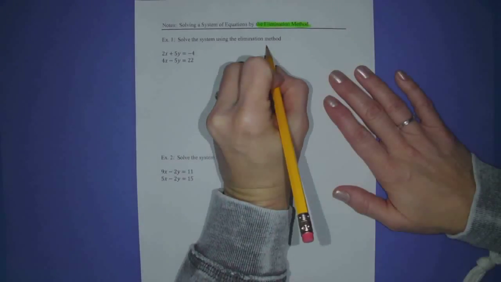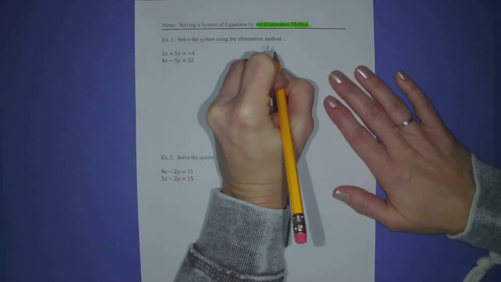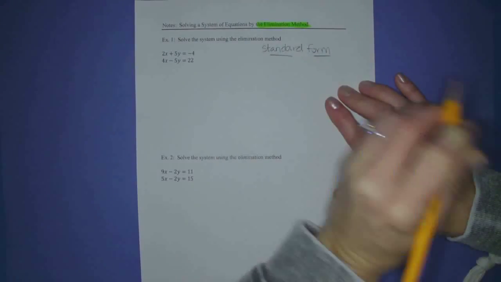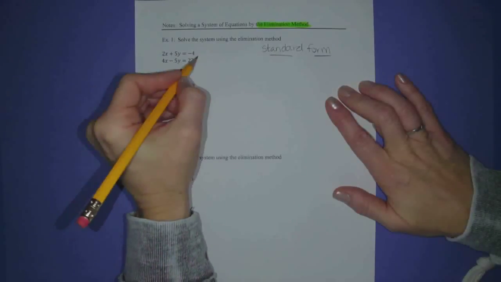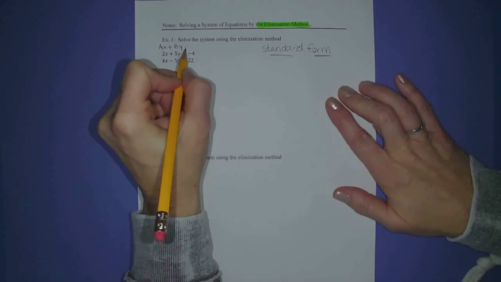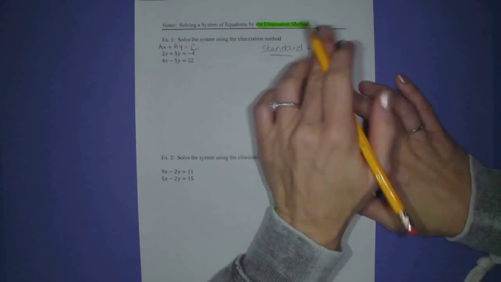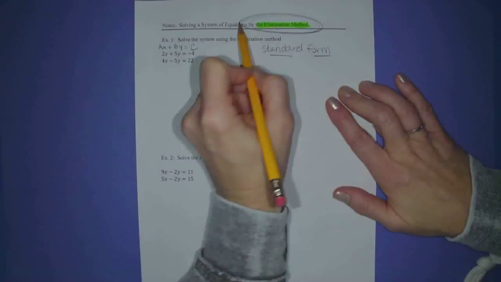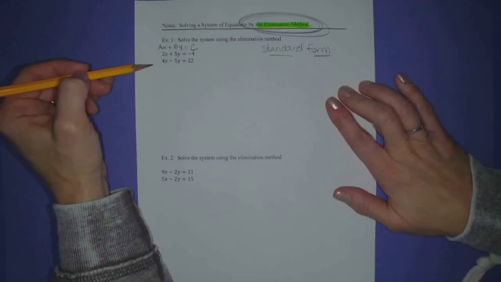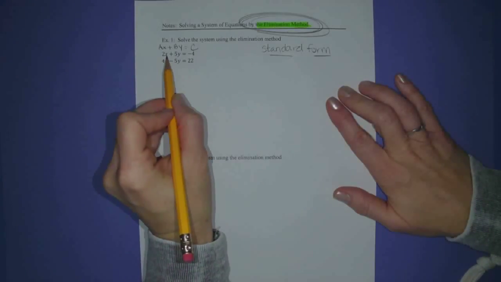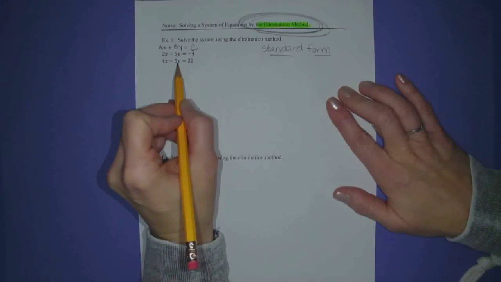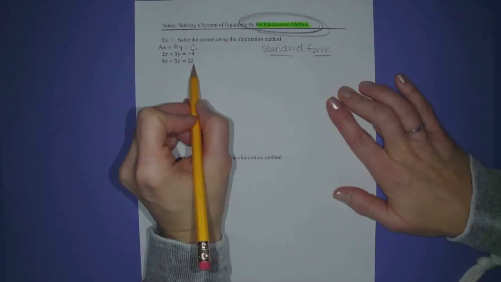And I hope you're thinking or saying out loud to yourself, standard form. Standard form. Ax plus By equals C. And the elimination method works best when your equations are both in standard form. And the reason is the x's are stacked on top of each other, the y's are stacked on top of each other, and the constants are stacked on top of each other.